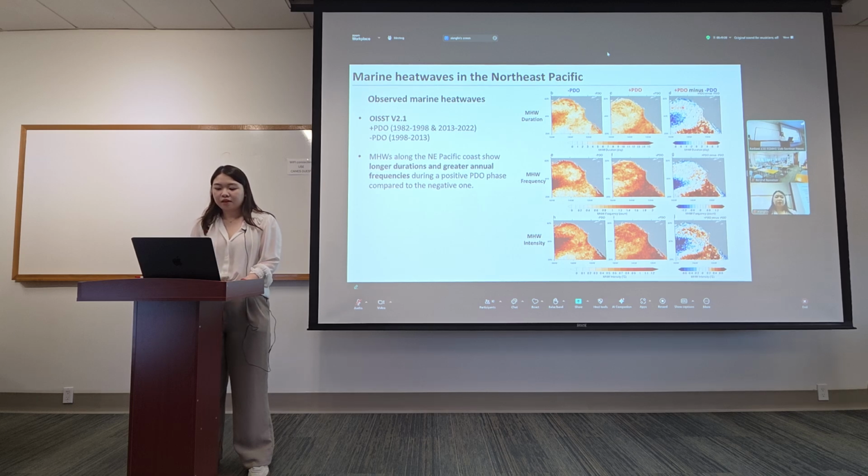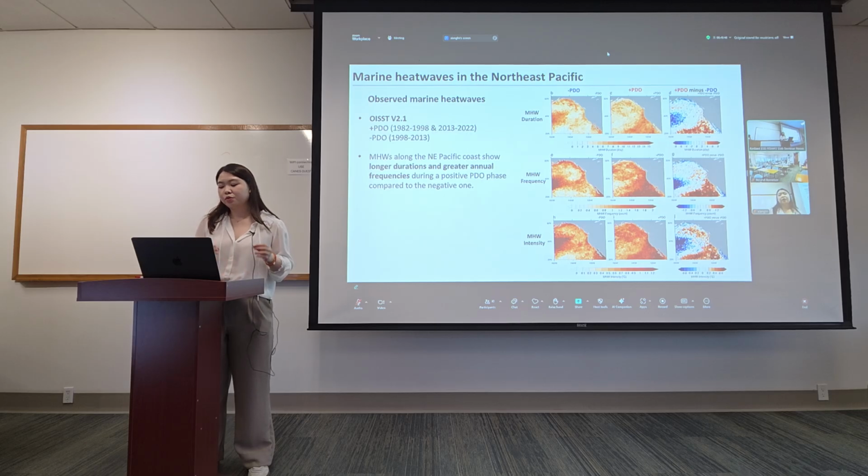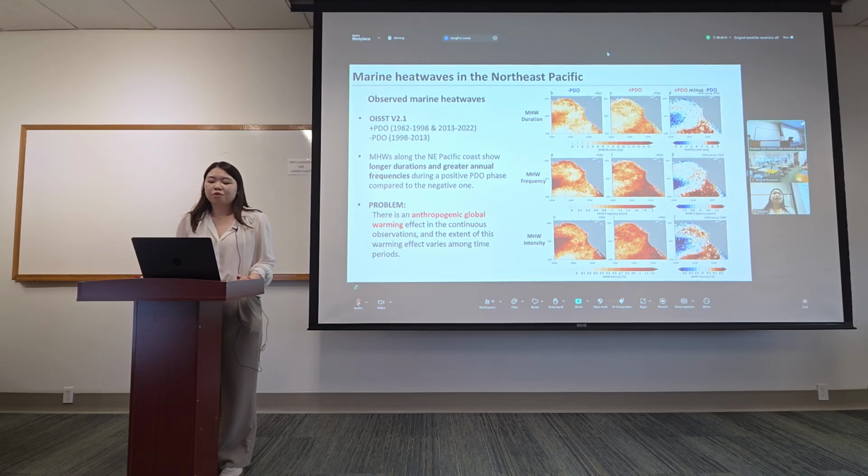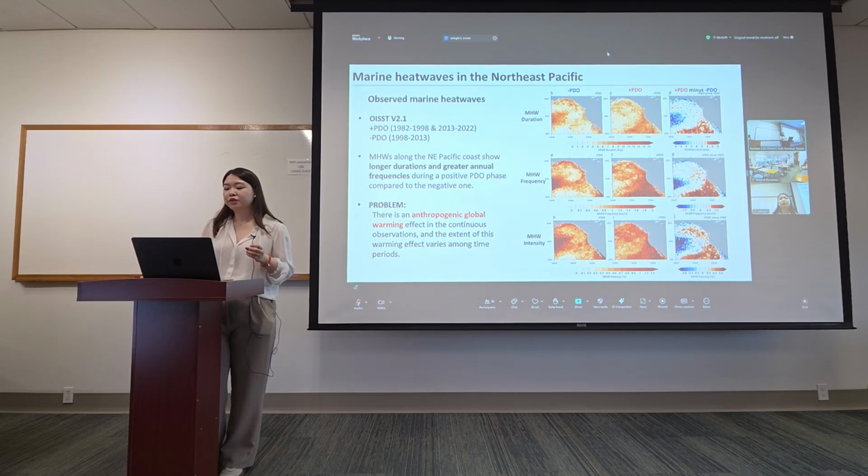We found that along the Northeast Pacific coast, marine heat waves are longer in duration, become more frequent, and have a stronger intensity during the positive PDO time period compared to the negative one. This confirms the PDO influences marine heat waves in the Northeast Pacific. A positive PDO phase acts like a switch that triggers the occurrence of marine heat waves in this region. But here we still have a problem. The observations are all on top of an anthropogenic warming trend, so it is tricky to separate the PDO effect clearly from the long-term global warming.